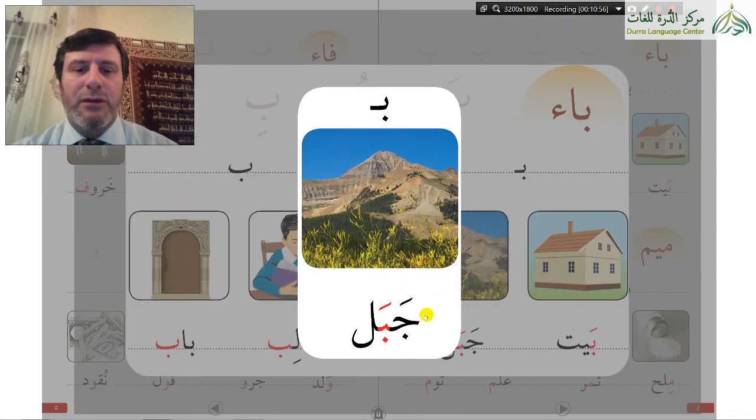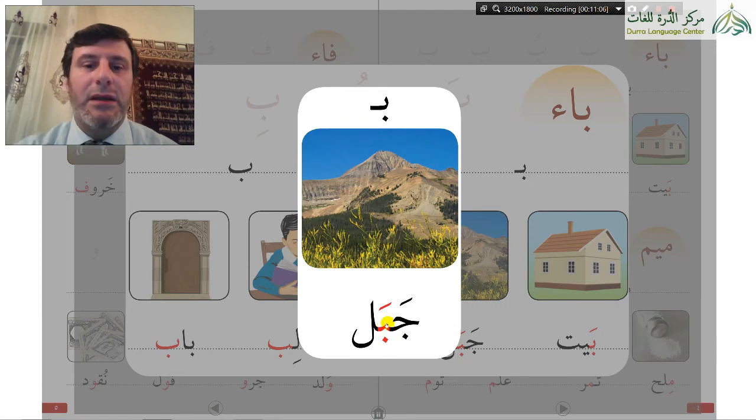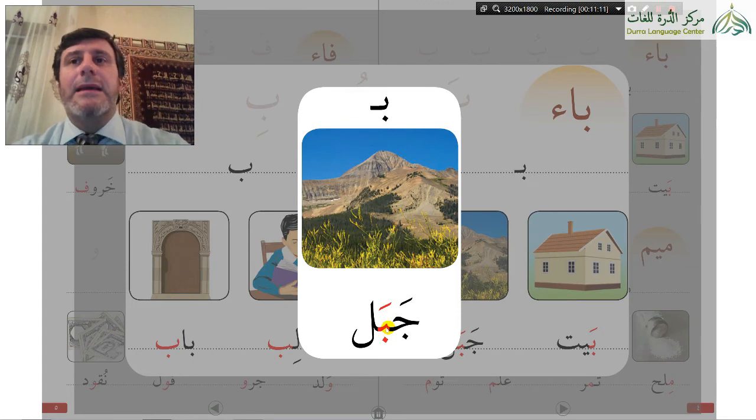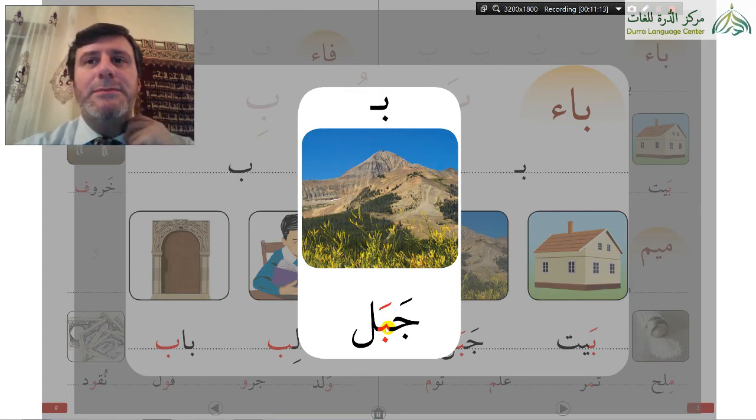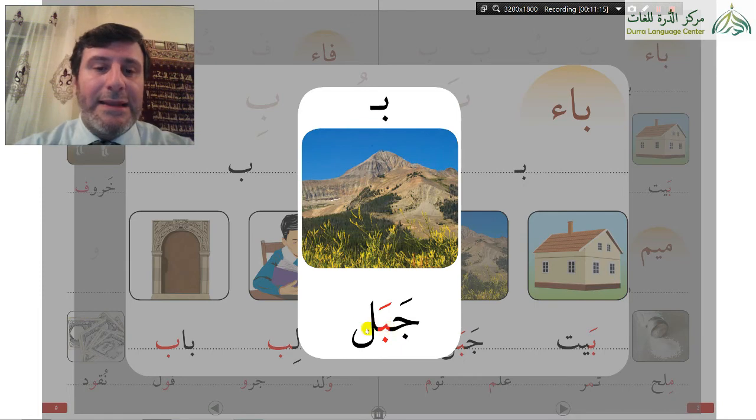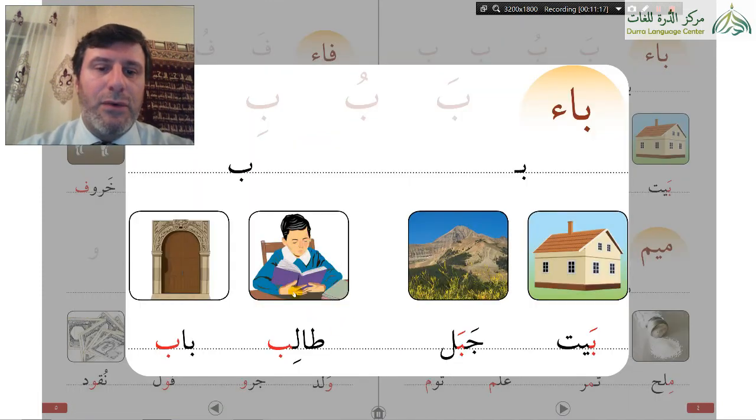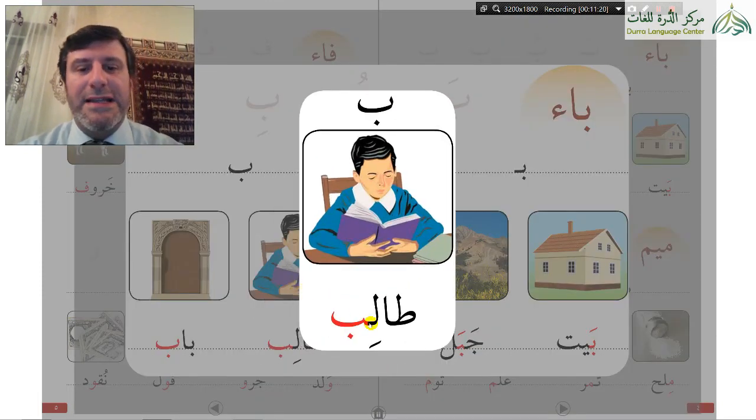Second, when it comes in the middle of the word, jabal, like a mountain. Here we show you how we write it when it comes in the middle. In the third example, here we have when it comes at the end of the word, attached to the letter before the last letter.